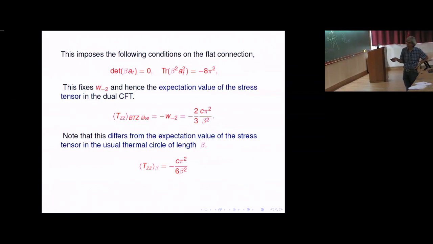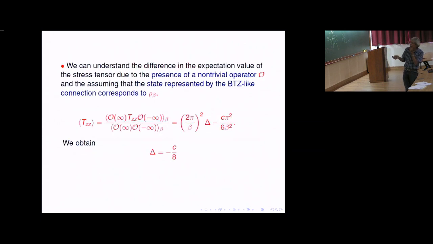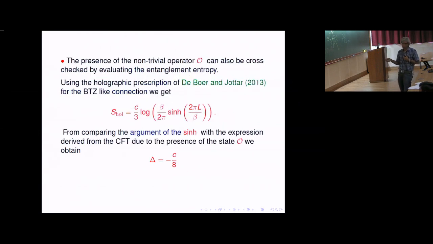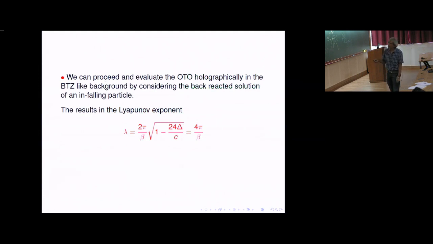It shifts. And from the shift, just like the way I showed you, because of the presence of the operator, the stress tensor is no longer that of the BTZ. It's slightly different. If you find it, you'll find that there is an operator of dimension minus c by 8 in this particular theory, and you can go ahead and calculate the entanglement entropy. In fact, these authors had considered this theory earlier, and it certainly agrees with the interpretation of the fact that there are these heavy operators in the vacuum. And if you evaluate the Lyapunov exponent, certainly it violates the bound.